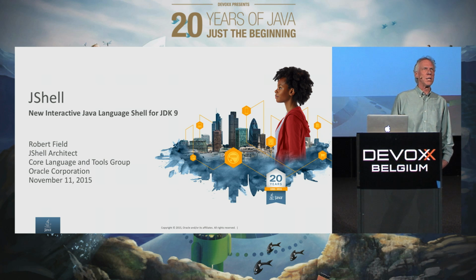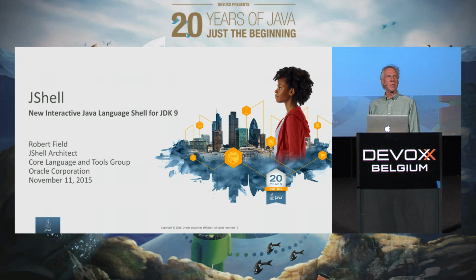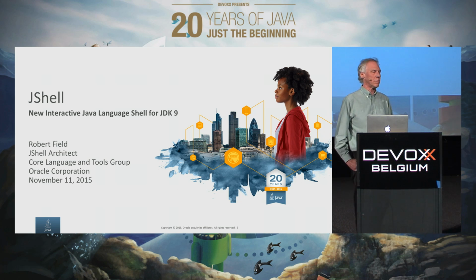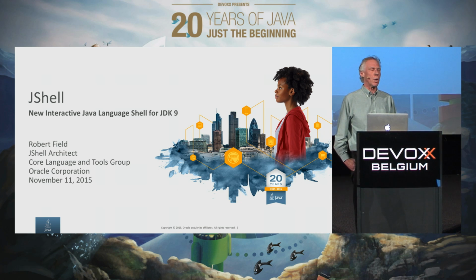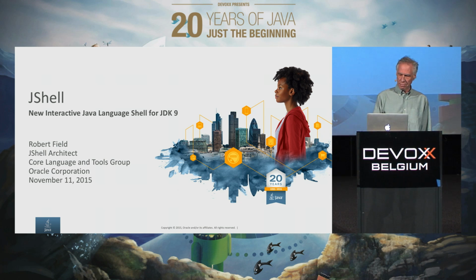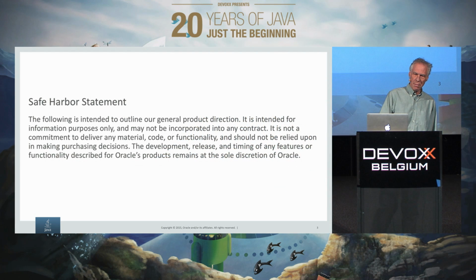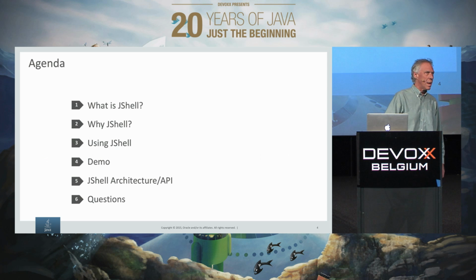If you're here to hear about JShell, the new interactive way to access the Java language, you're in the right place. I'm Robert Field. I'm the architect of JShell and the lead engineer. I'm a member of the Java Core Language and Tools group at Oracle. Oracle has to tell you that anything I say could be fiction because we haven't shipped it yet.